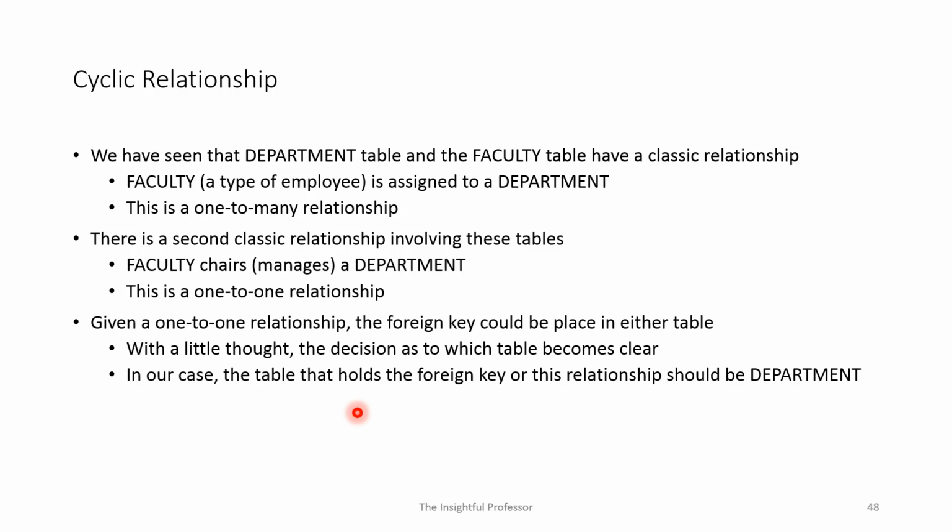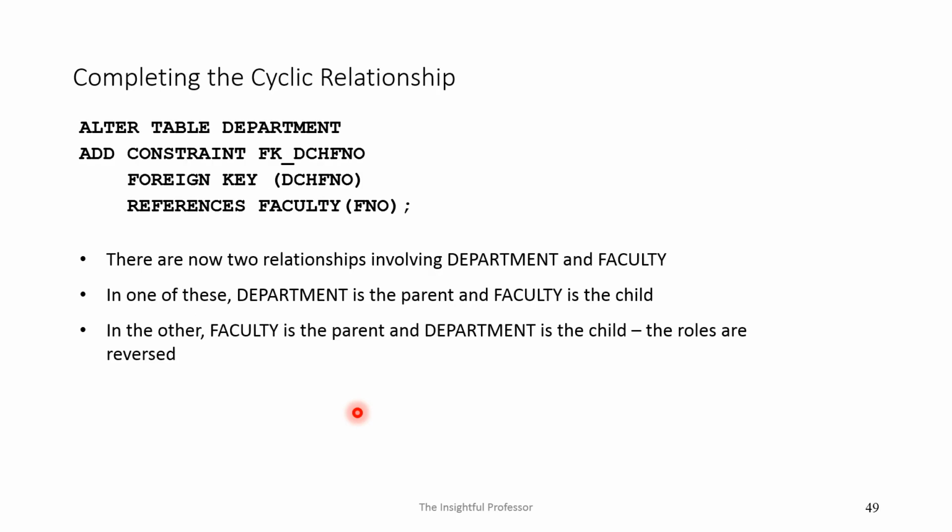But there's only one little problem. We didn't designate it as a foreign key. How do we do that? Well, here's how we do it. It's after the fact. After the fact, we say alter table, another data definition statement. Alter table department, we're going to add an integrity constraint. We'll give a name to it. We'll call it FK DCHFNO. And we'll say there's a foreign key. DCHFNO, a column in department, serves as the foreign key, and it references the primary key, which is FNO, of the faculty table. This will define the second relationship and creates what we call a cycle or cyclic relationship.